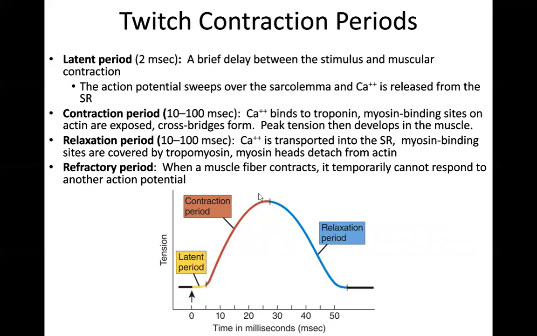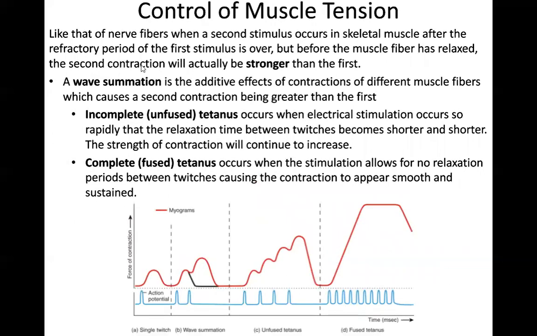and our tension is going to go away. Now, this graph does not show the refractory period, which we saw when we talked about action potentials, and how I use the analogy of you can't jump a second time until you land the first time, right? When a muscle fiber contracts, it temporarily cannot respond to another action potential, kind of like what we talked about with neurons and action potentials, but it's a little bit different, and we'll talk about that on this page.